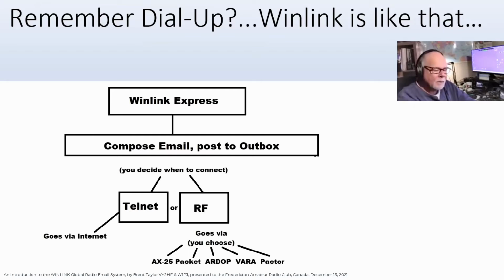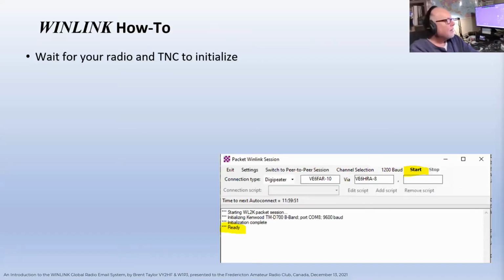Either you take the option on the left, which is Telnet, which is really fast because it's a good internet connection, or you choose the box on the right, which is using the RF spectrum somehow to do that, and then your various choices that you make are underneath that. So you would select from one of these transport type systems to actually get the WinLink message out there into the big world.